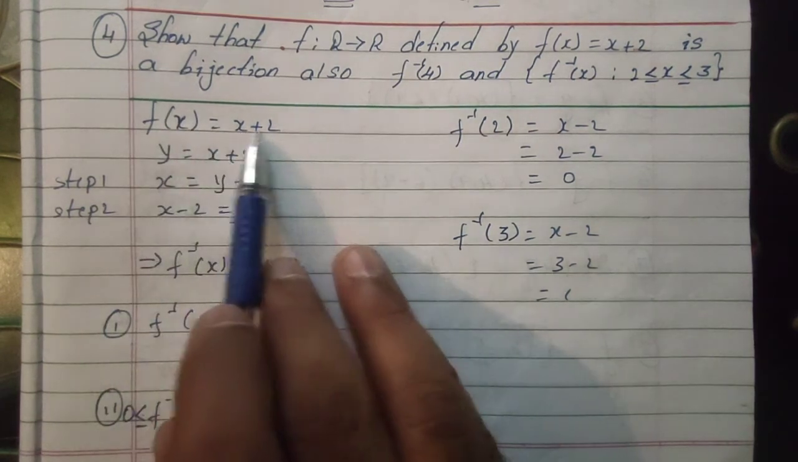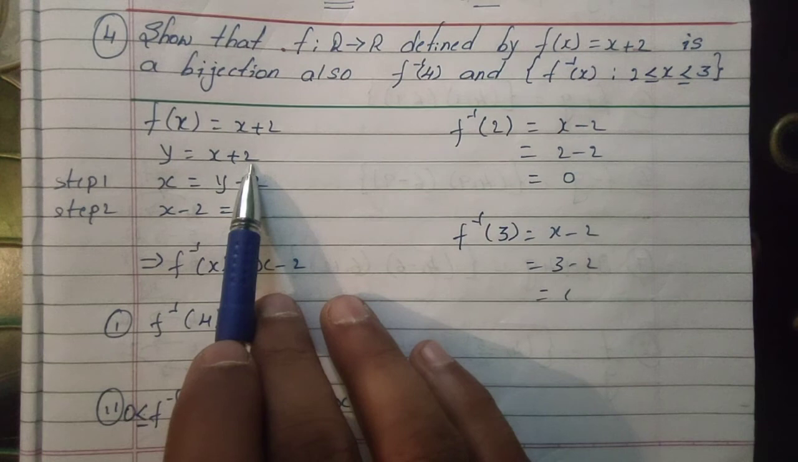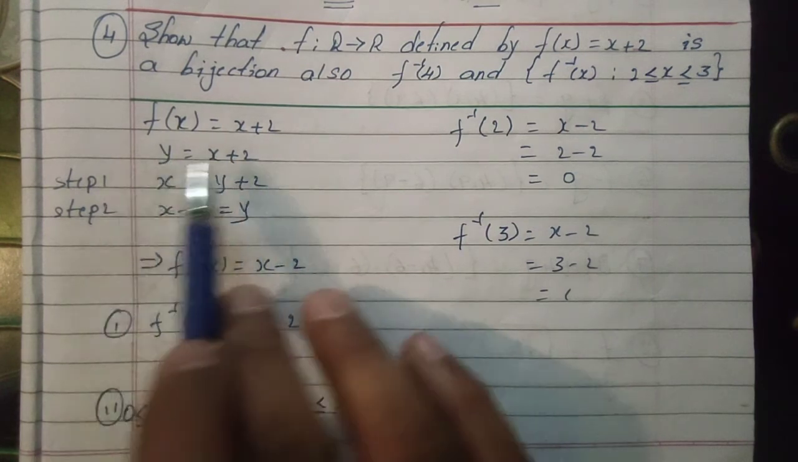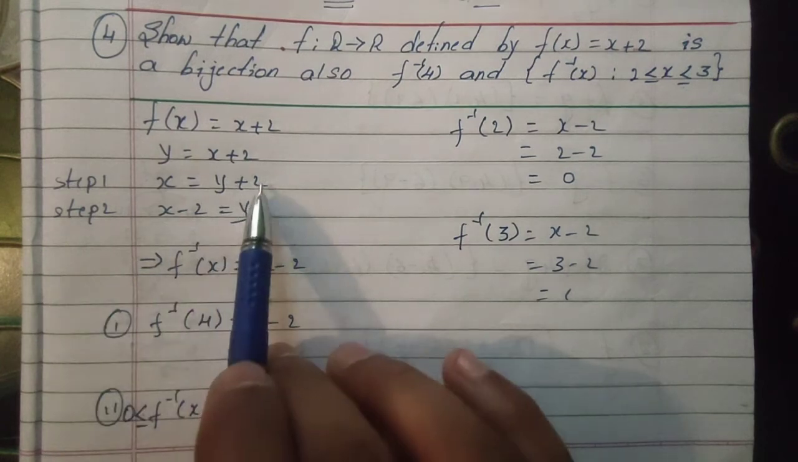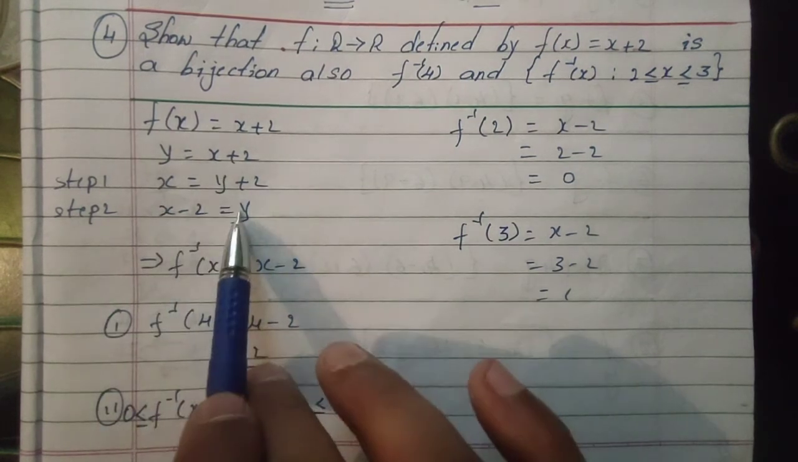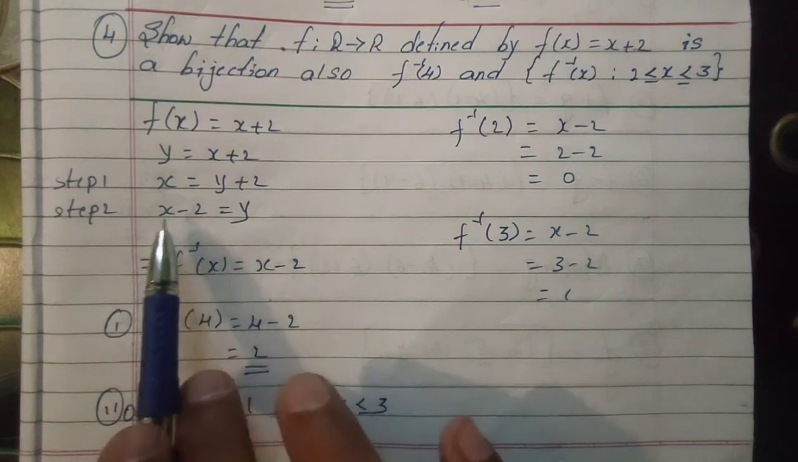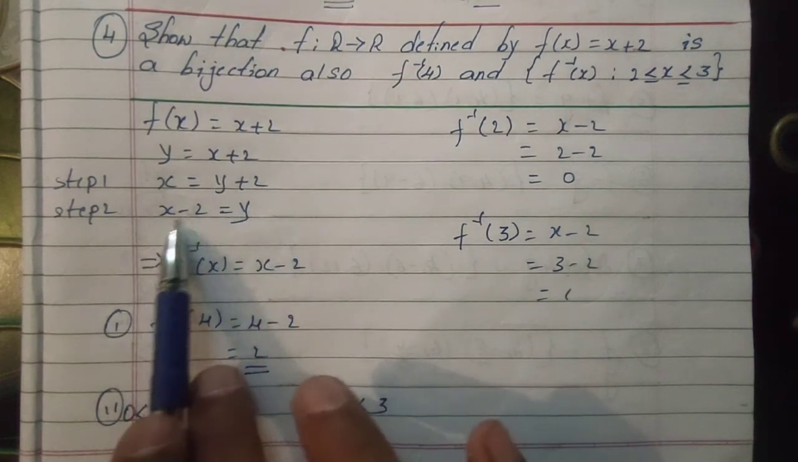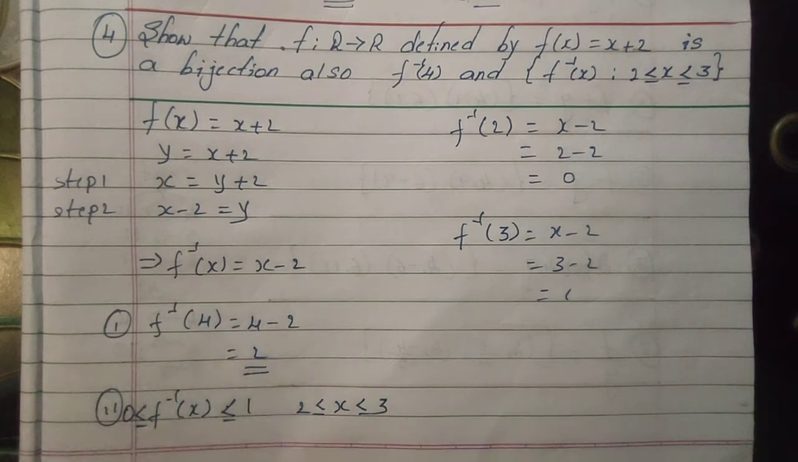f(x) is x + 2. f(x) is nothing but y, so y = x + 2. Step 1, swap x and y, so x = y + 2. Now transpose the 2: x - 2 = y. When we find y, this is nothing but f inverse of x. f inverse of x is nothing but x - 2. So we found f inverse of x.